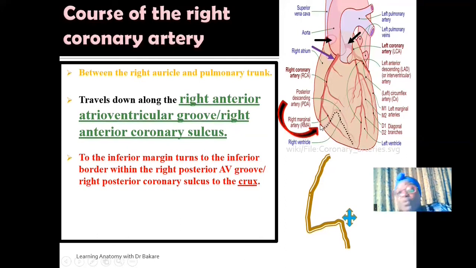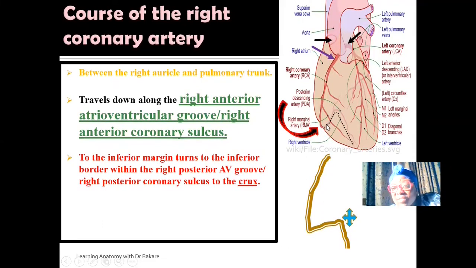After being directed towards the inferior border of the heart, you see it curving to the diaphragmatic surface, which is on the inferior surface. So this is where it passed through, and this groove is the right posterior atrioventricular groove, or the right posterior coronary sulcus, as we've explained. Passing through this course, it is directed towards the cross of the heart. And at this junction is where we have the cross of the heart, which is the junction that is formed between the atrioventricular groove and also the interventricular groove.